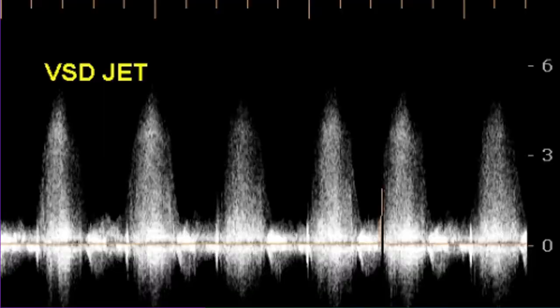Perimembranous VSD jet on continuous wave Doppler interrogation. It is a high velocity jet indicating large gradient between the ventricles. High velocity jet is noted in restrictive VSD. Small VSD is also known as Maladie de Roger. In large VSD, the gradient is low as the pressure in the ventricles equalize.